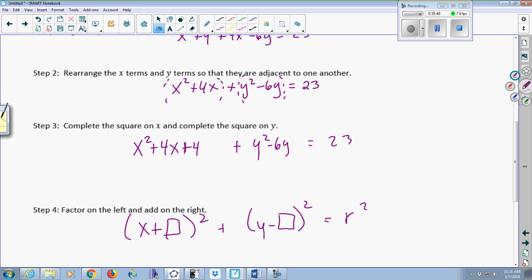I'm going to put that in a different color. Come on, work for me today, please. No, it's not working for me today. So notice I have an equation, and I just added 4 to the left side. So I must add 4 to the right side to keep this in balance and keep it equivalent. Now if I factor that, x squared plus 4x plus 4, I get x plus 2 times x plus 2. Voila, x plus 2 squared. So I've completed the square on x.